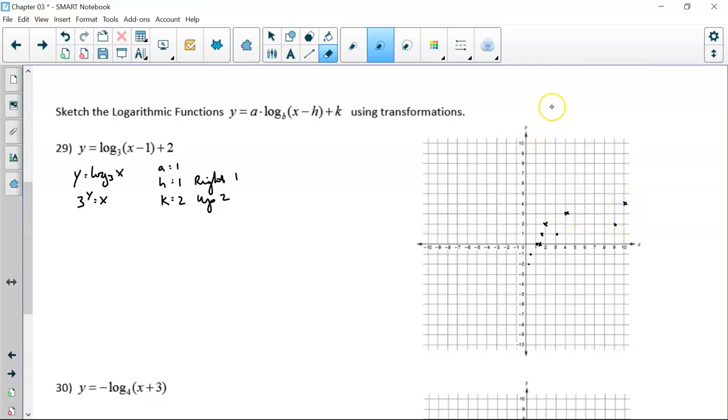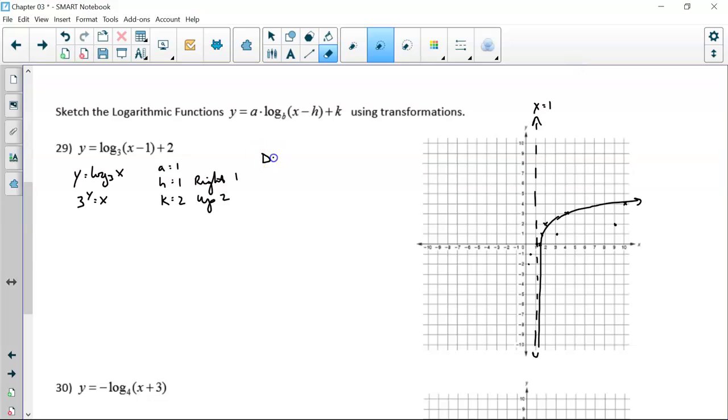Now, not only did all of our points move to the right 1 and up 2, but our vertical asymptote moved to the right 1. So we're at x equals 1. So there is our graph after we transformed it.